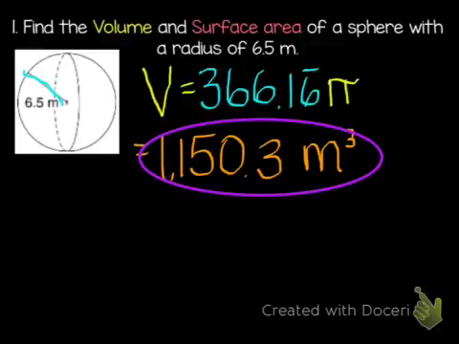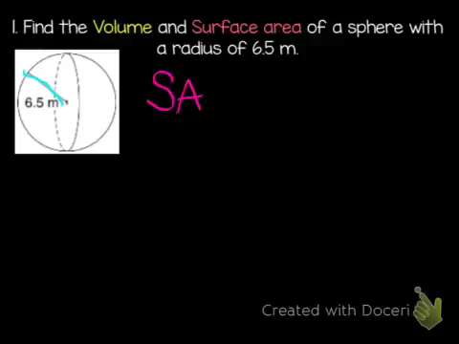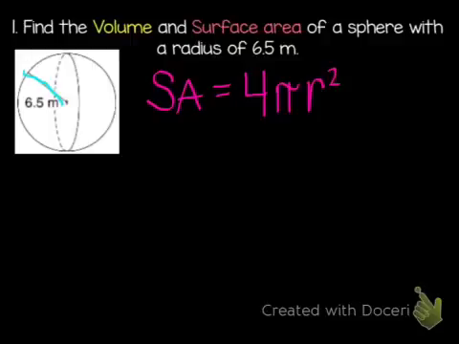The second half is going to be finding the surface area of this same sphere. So we need to pull up our formula for surface area. 4 pi. Wait, squared. Very good. So it's 4 pi times radius squared.